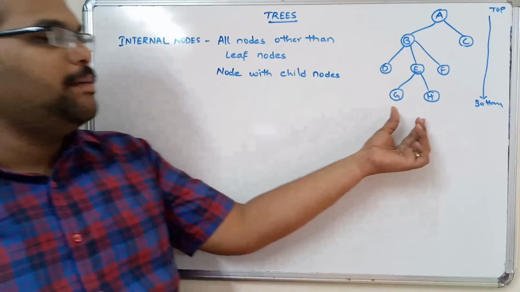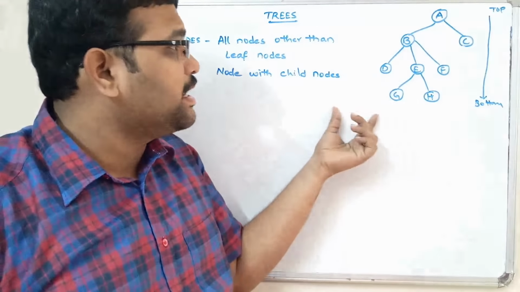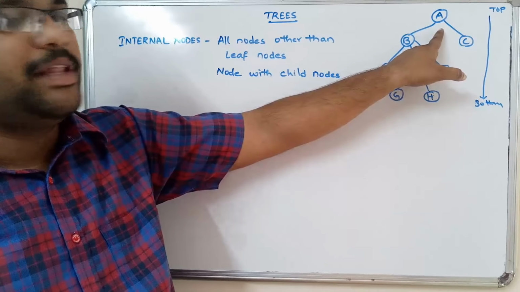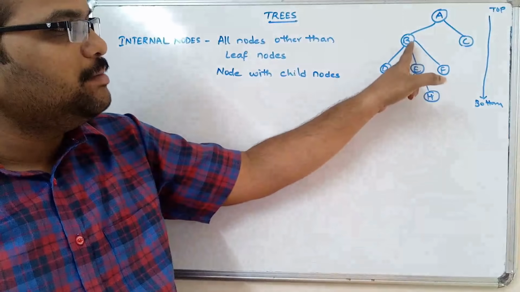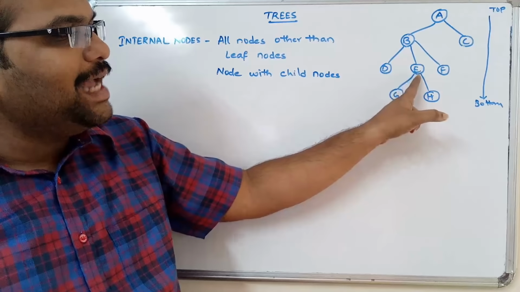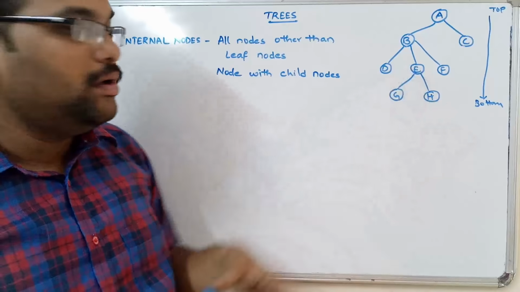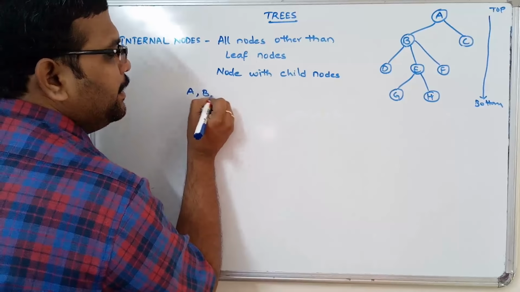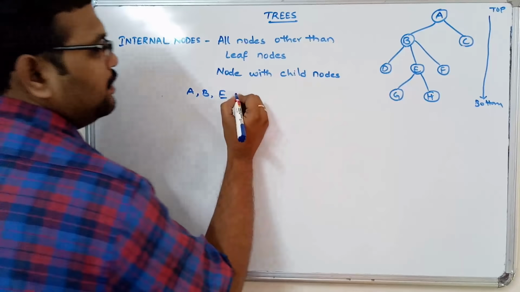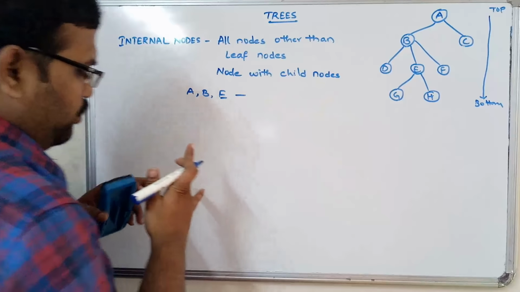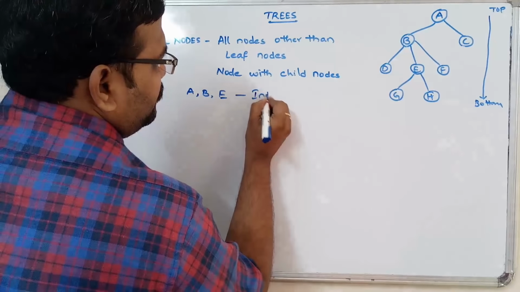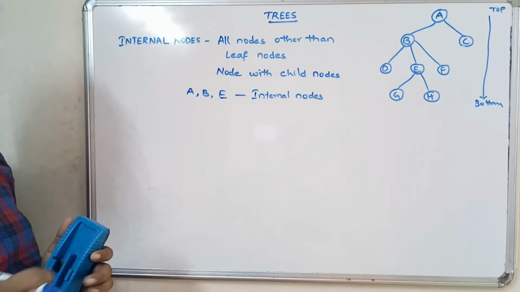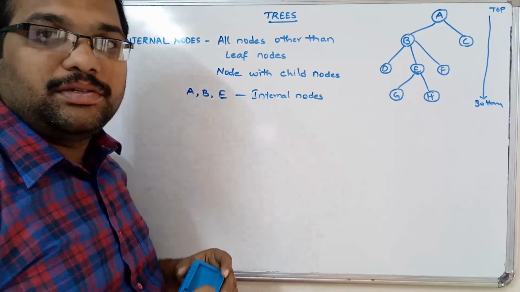So in this example, we have a number of nodes with children. A is having children, so A will be an internal node. Similarly, B is having children, so B will be an internal node. And E is having children, so E will be an internal node. So here in this example, A, B and E are internal nodes. Right. Next.